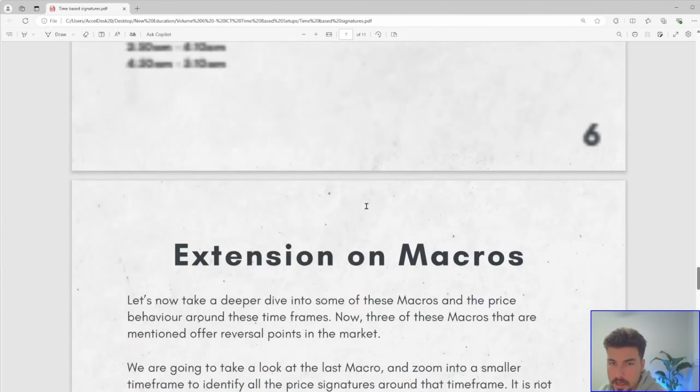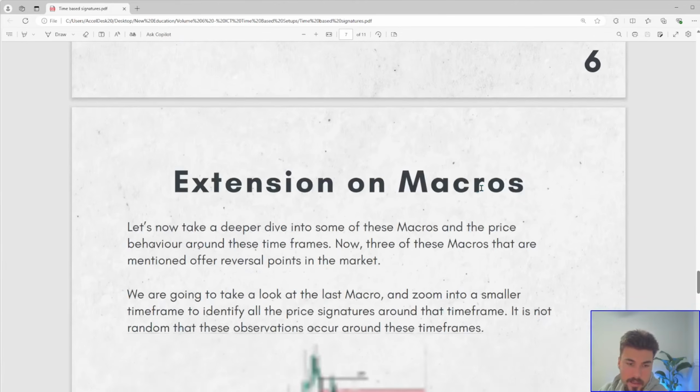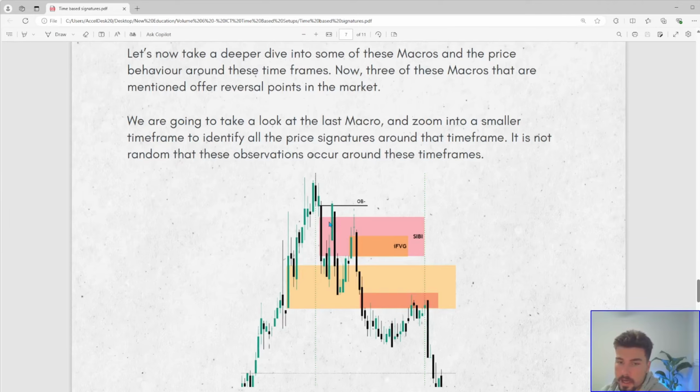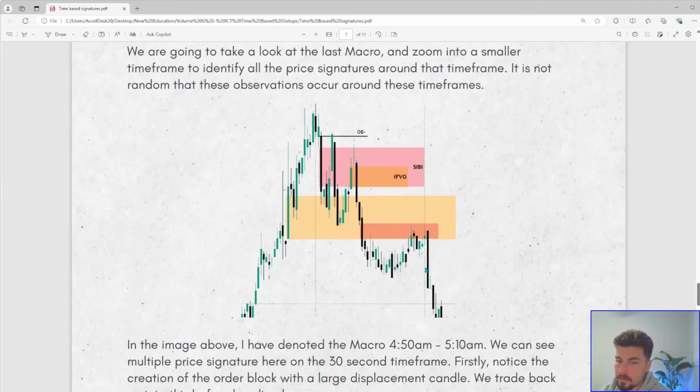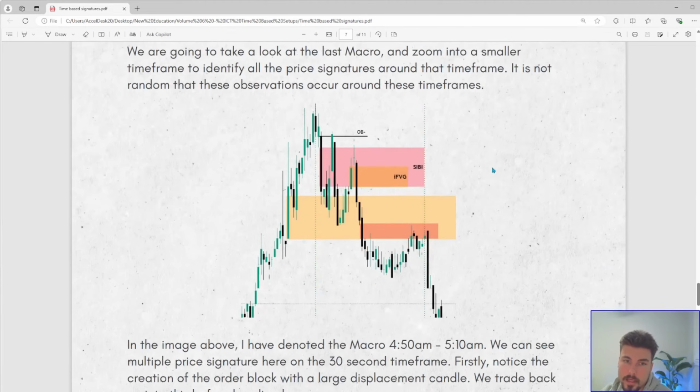So let's take a deeper dive actually at this macro here, right? We're just going to pick one macro. So taking a deeper dive now at the macro, this is what we see here. Now, this green line and this green line represents this part here. And what we've done now, we've actually zoomed in, I believe, into a smaller time frame.